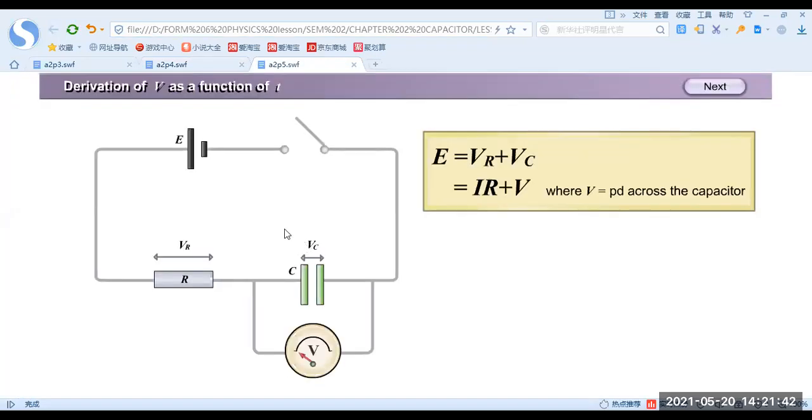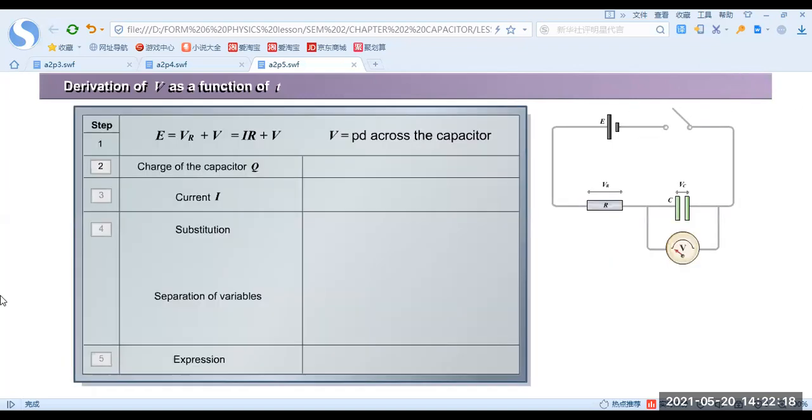Derivation of V as a function of t. As we know, E equals VR plus VC, where VR is the potential difference across the resistor and VC is the potential difference across the capacitor. So the EMF is equal to IR plus V, where V is the potential difference across the capacitor.